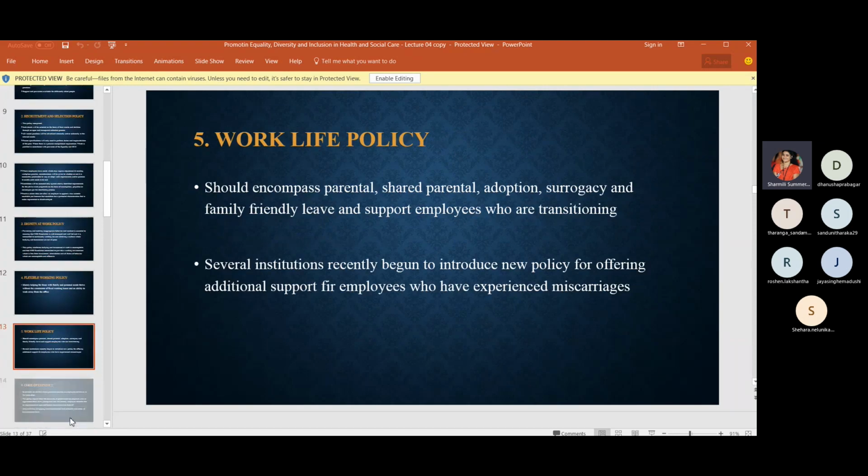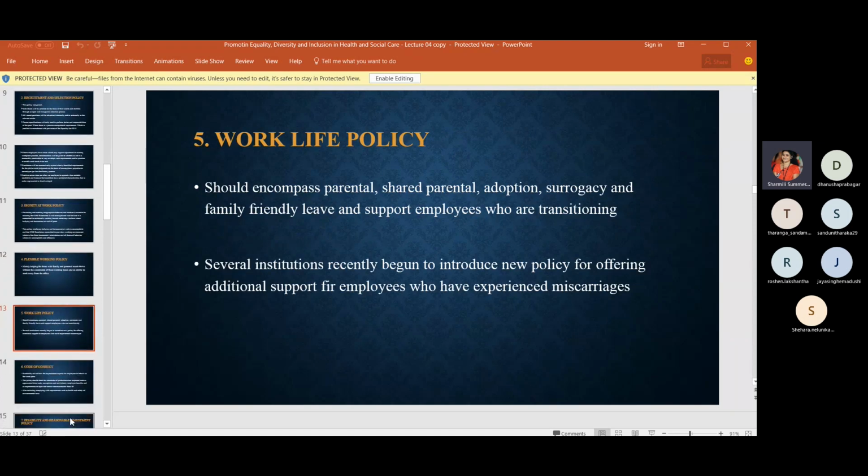The fifth one is a work-life policy. So what does this work-life policy mean? It should encompass parental, shared parental, adoption, surrogacy, and family-friendly leave, and support employees who are transitioning. For example, several institutions have recently begun to introduce new policies offering additional support for employees who have experienced miscarriages.